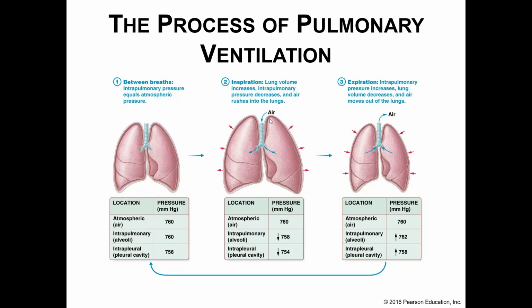But what do we care about? We care about the fact that we started at 760 with atmospheric pressure. We have not changed that. We started with 760 from intrapulmonary. We have now reduced that to 758. Intrapleural started at 756 and has dropped to 754. Again, notice these are not huge drops in pressure, but it's just enough.